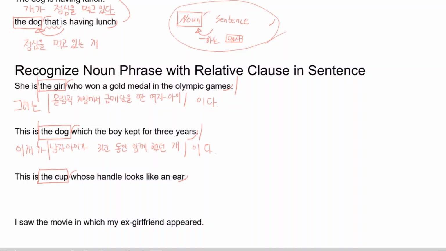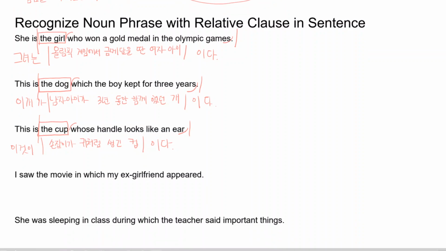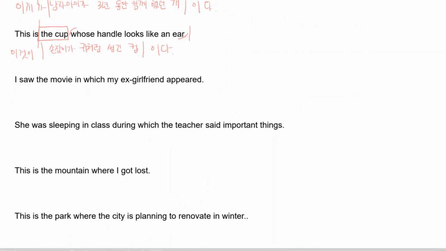All right. So that means 손잡이가 귀처럼 생긴 cup. Right? So from here to here is here to here. 손잡이가 귀처럼 생긴 cup. 이것이 손잡이가 귀처럼 생긴 컵이다. So this is the correct translation of this sentence. We have 4 more sentences to go.